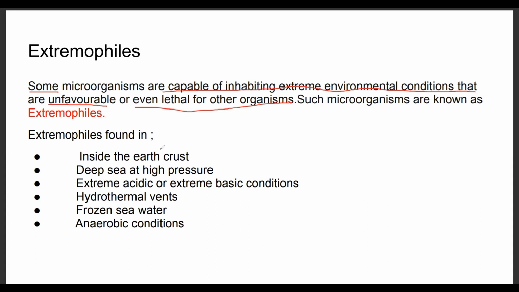Then in the structured essay paper, they can ask, name some places where extremophiles can be found. First one, inside the crust. If we take the internal structure of our earth, there are 3 layers: crust, mantle and core. Inside the crust එකට ඇතුළේ දැන් අපි ඉන්නේ crust එකේ මතු පිට. Deep sea at high pressure.